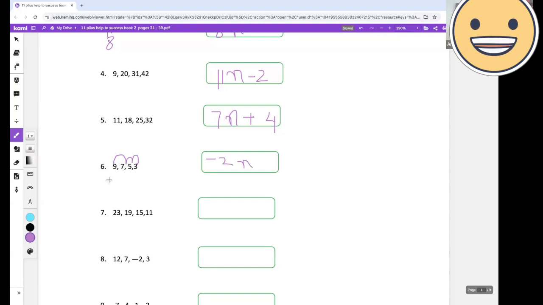Now, from minus 2, remember, you don't even have 2. So from minus 2, how would you guys go to 9? You'll do minus 1, 0, 1, 2, 3, 4, 5, 6, 7, 8, 9. So you're adding something now. And what are you guys adding? You'll be adding 11. So it'll be minus 2n plus 11. Got it?